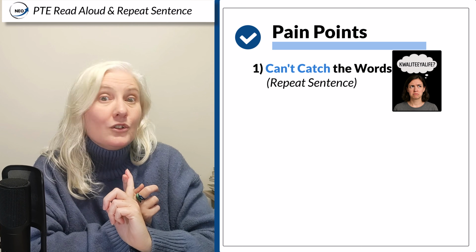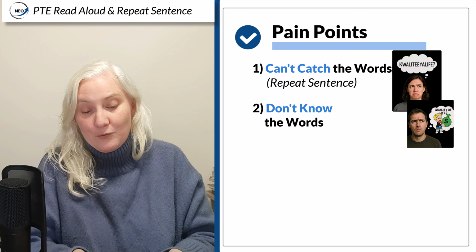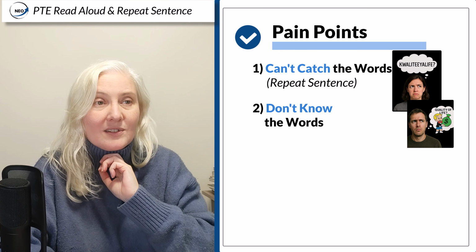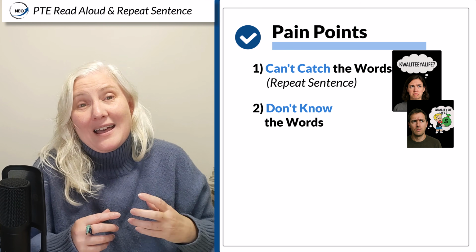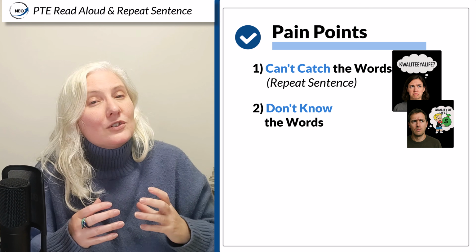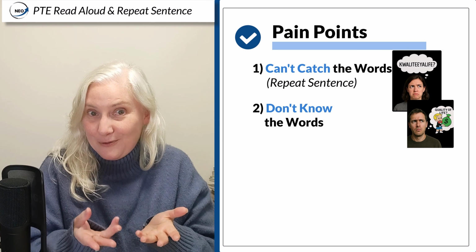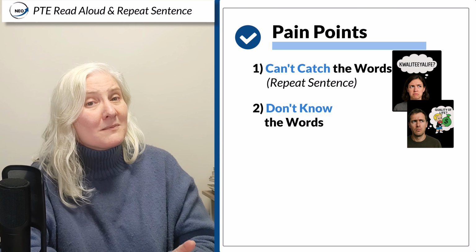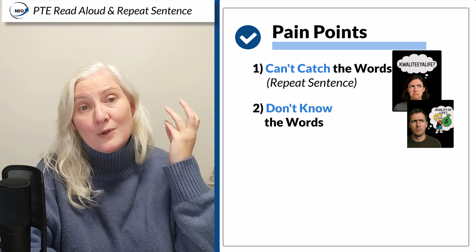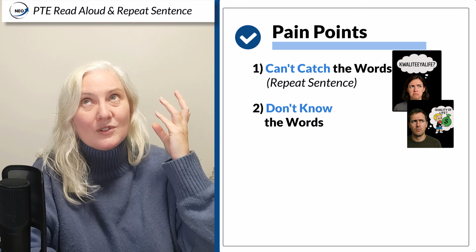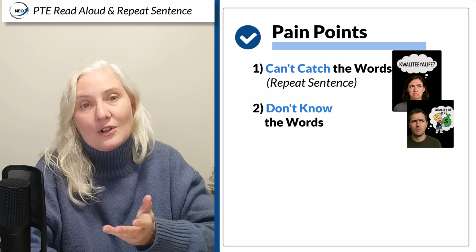Secondly, you don't know the words. Now, that could be for reading or for listening, for read aloud or repeat sentence questions. You just don't have enough vocabulary. And if you don't know the word, then it becomes difficult to pronounce the word correctly, doesn't it? And it also makes it a lot harder to remember the word. So that becomes very difficult with repeat sentence because you're trying to remember something that you don't understand.